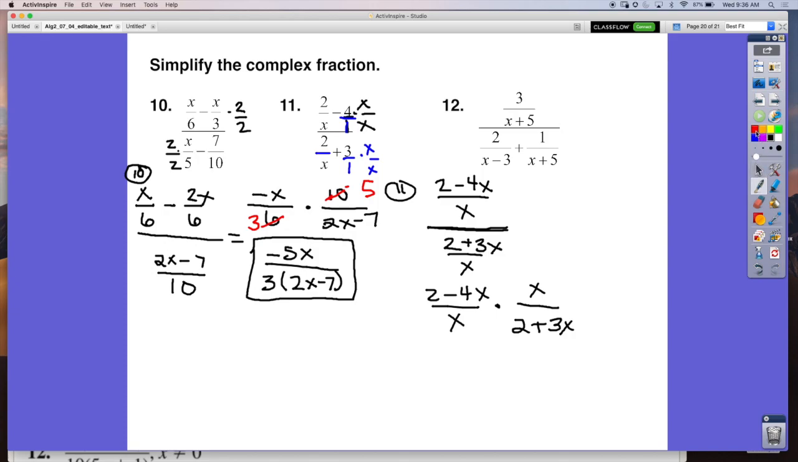Yay. Okay, so what reduces? The x's. Anything else? No, not the 2's, because remember, they're binomials and they're trapped in there. That's it. Okay, go ahead and do number 12.